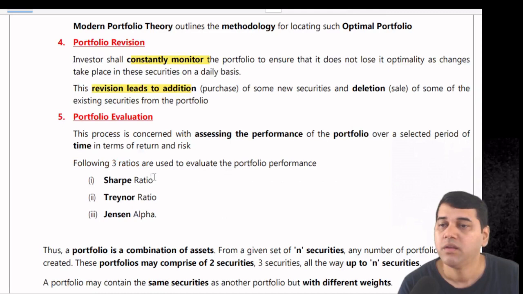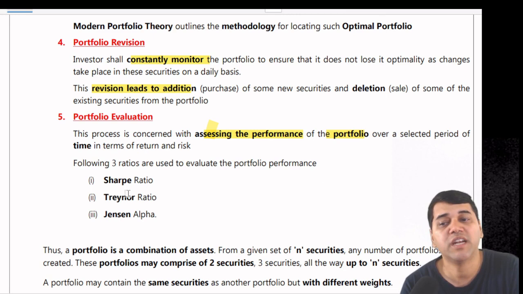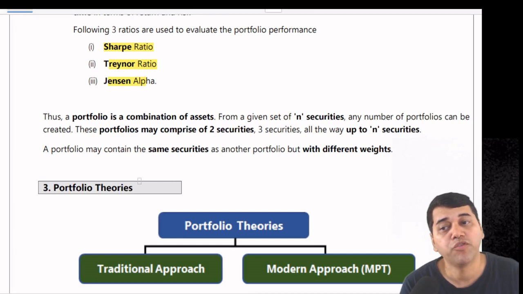Now, last is portfolio evaluation. Check the performance of the portfolio, which is better. There are different ratios called Sharpe ratio, Treynor ratio, Jensen's alpha, and portfolio revision strategies. Thus, the construction of a portfolio is a combination of assets.